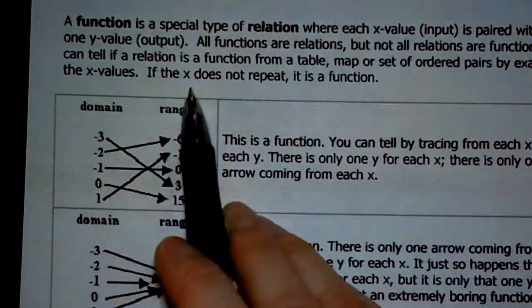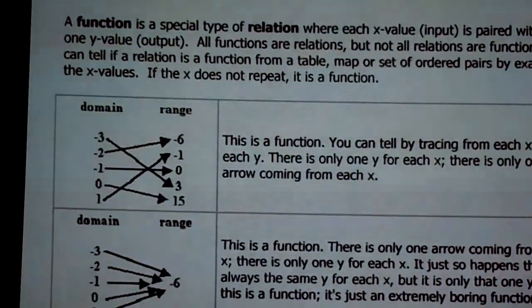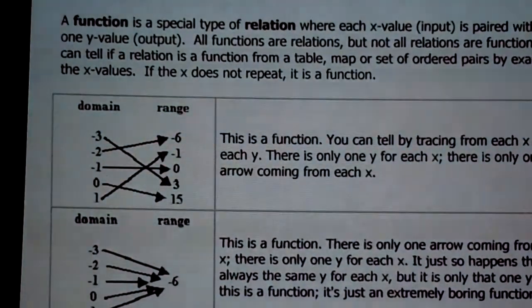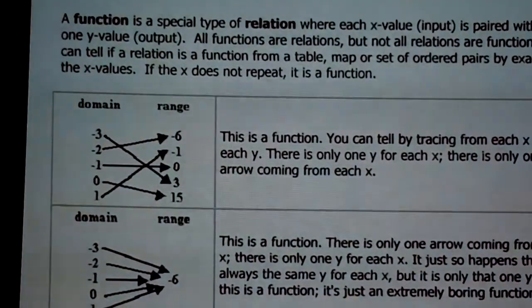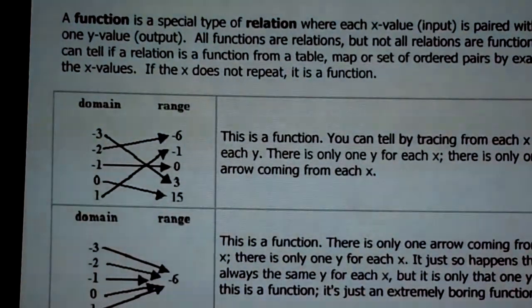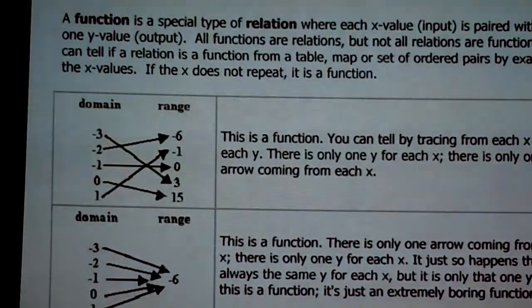So basically, you can tell if a relationship is a function from a table, map, or ordered pairs, or graph, by checking out the x values. If the x does not repeat, it's a function. So if you don't see the x value more than once, that means it's a function. Okay? So again, every x value can only be paired with one y value.